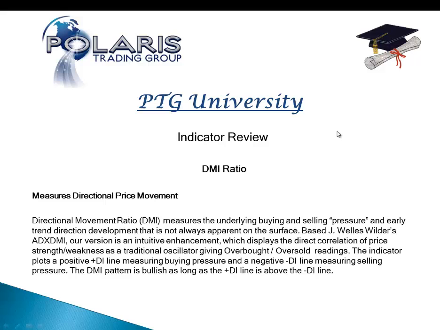The indicator plots a positive plus DI line, the directional index line, measuring buying pressure, and a negative minus DI line, measuring selling pressure. The DMI pattern is bullish as long as the plus DI line is above the minus DI line. Let's take a look at a chart and see what we're talking about.